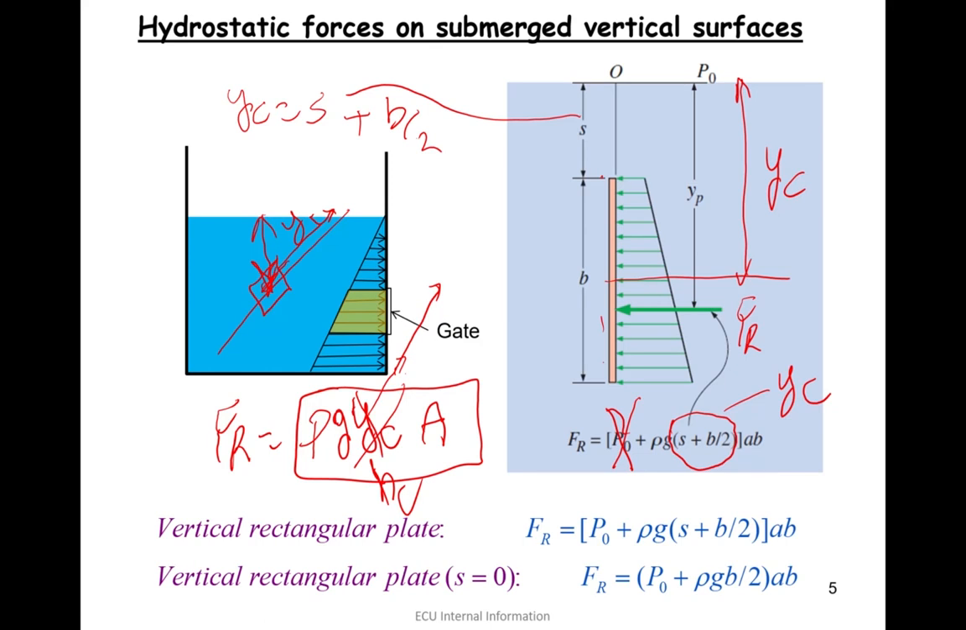Now, if the surface is vertical, then HC and YC are the same. If not, then we need to work it out: let's say this is the angle theta, so HC would be YC cos theta. That's all. So this is how it is considered.